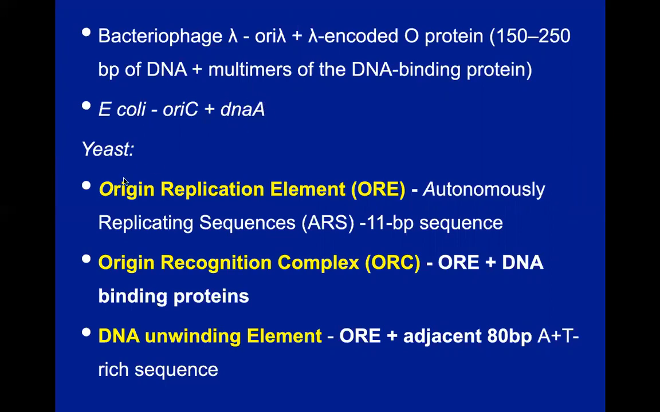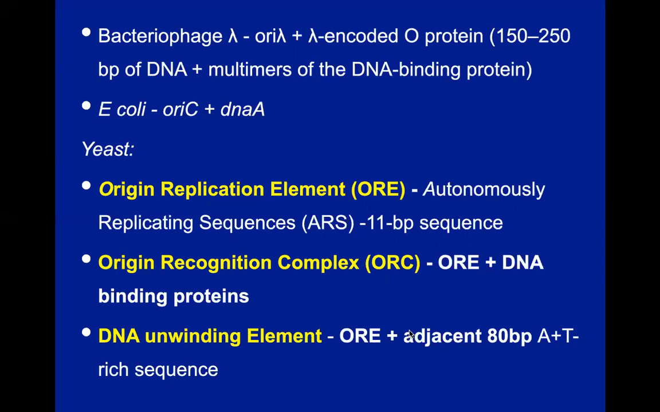In yeast, what happens? The origin replication element is usually autonomously replicating sequences, which are 11 base pair sequences. Then the origin recognition complex is the origin replication element plus DNA binding proteins. Then the DNA unwinding element is the origin replication element with an adjacent AT-rich sequence, because only this AT-rich sequence unwinds.